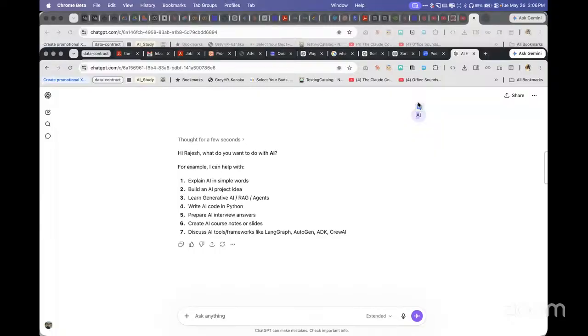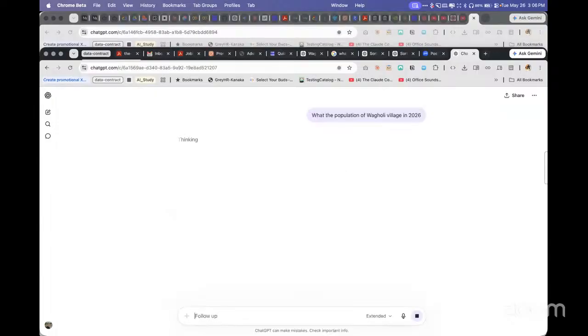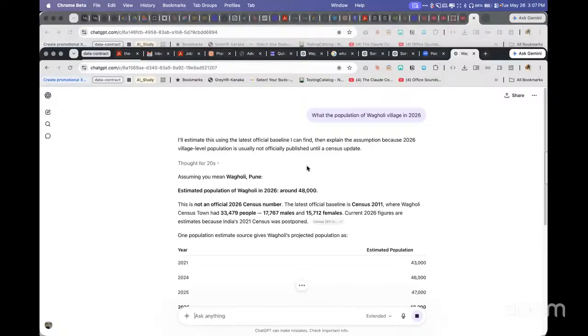An LLM always includes some percent of hallucination, whereas Google's output is always accurate. If we ask Google something it doesn't know, it will not give any search result. But if we ask an LLM a vague question, like what is the population of Wagholi village in 2026, which has no correct answer, the LLM will still produce something as per its prediction. So the LLM will predict something for us, and if it doesn't know anything, it will not say no to us. It will give some answer.